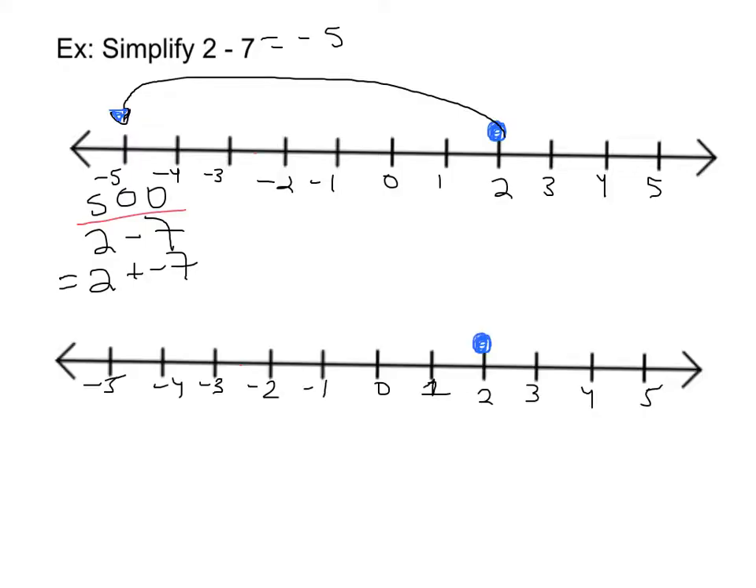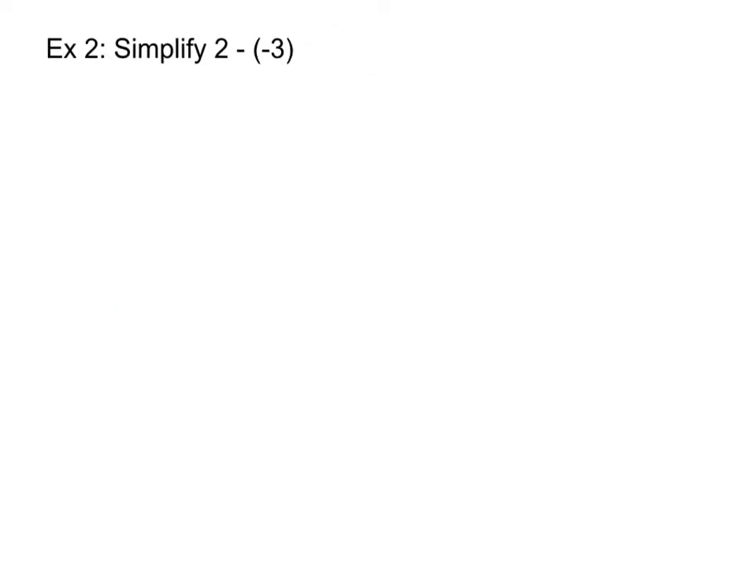So now, again, I need to start at the 2, and this time I'm adding negative 7. So I want to go towards the negative 7. And what do you know? It also ends at the negative 5. So adding the negative 7 was the same as subtracting 7. It works when you're subtracting a negative number.